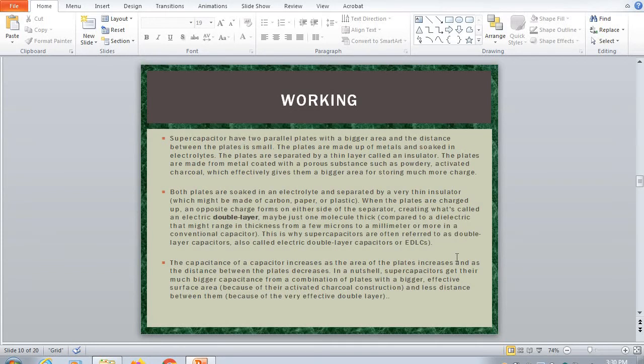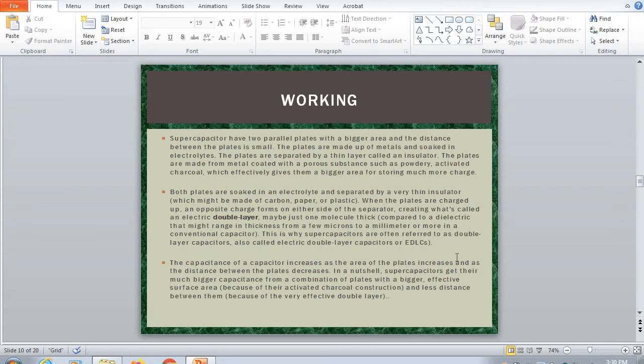Supercapacitors have two parallel plates with a bigger area, and the distance between the plates is small. The plates are made of metals and soaked in electrolytes. The plates are separated by a thin layer called an insulator. The plates are made from metal coated with a porous substance such as powdery activated charcoal, which effectively gives them bigger area for storing much more charge.